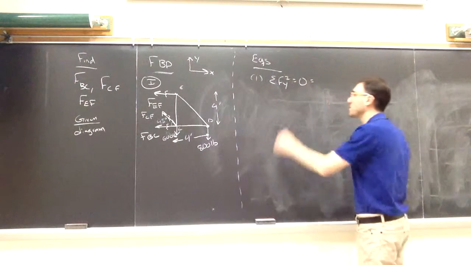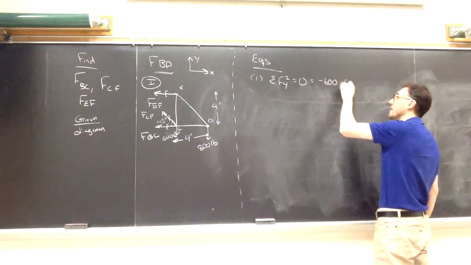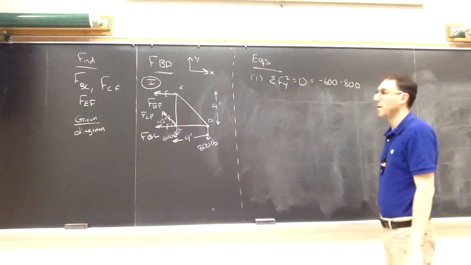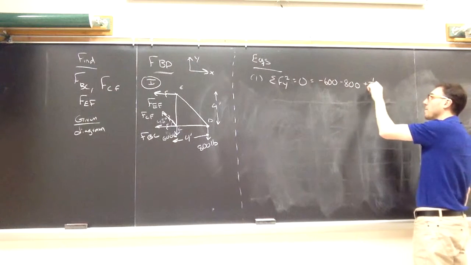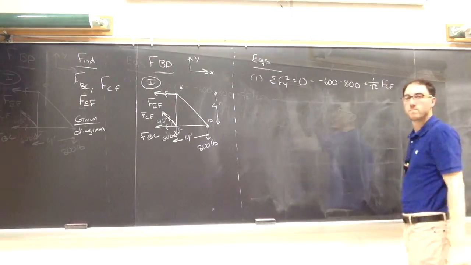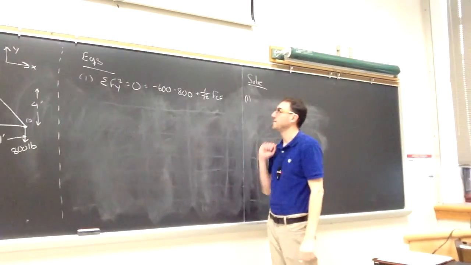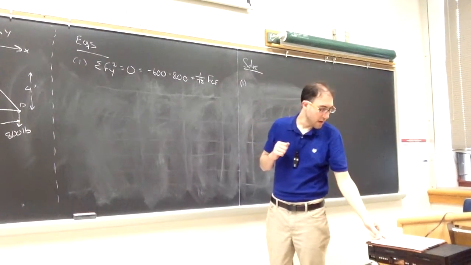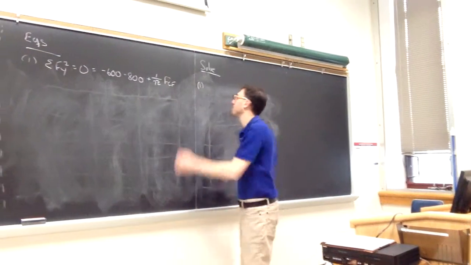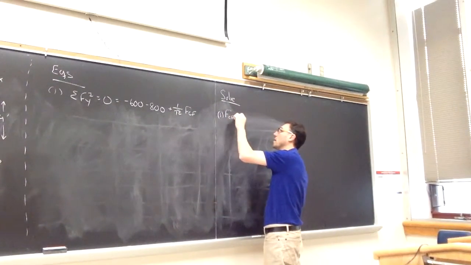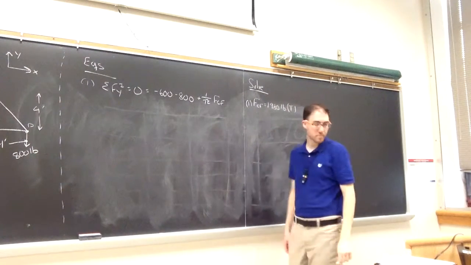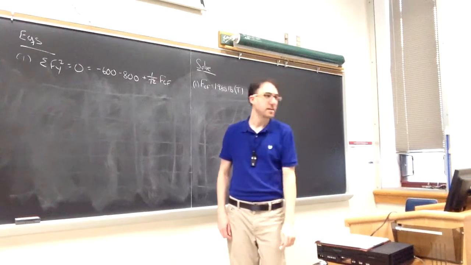I have the applied forces down, minus 600, minus 800. And I have a component of CF pointing up, 1 over root 2 FCF. So starting with that first equation, FCF is the only thing I don't know. So I can find FCF to be 1,980 pounds. And positive, so it's tension.